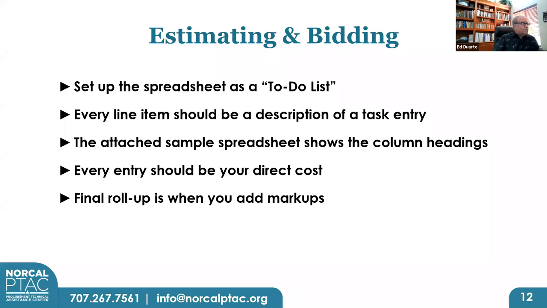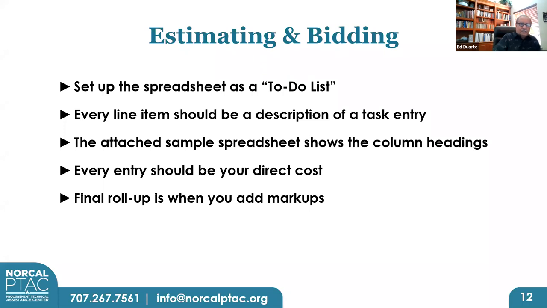A good estimator sets up the spreadsheet so that it essentially becomes a to-do list. Every line item should be a description of a task entry. In other words, you should be listing, what do I have to do to build this project? Everything from mobilization down to final inspections and setting up the warranty. There's just an endless list of what needs to be done for any project.